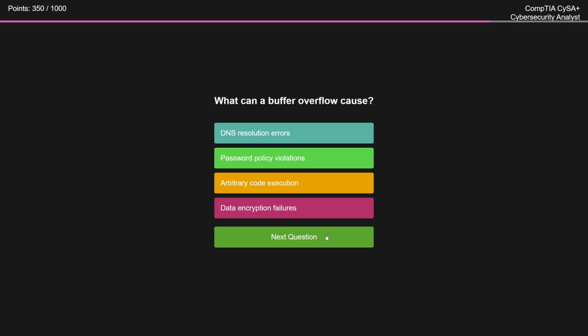What can a buffer overflow cause? DNS resolution errors, password policy violations, arbitrary code execution, or data encryption failures. I'm not going to tell you the answer, but for buffer overflow I would say arbitrary code execution, because once that overflows, it's going to execute whatever was there. It's going to execute that code that is next in line because it's not checking for those buffer overflows, right?